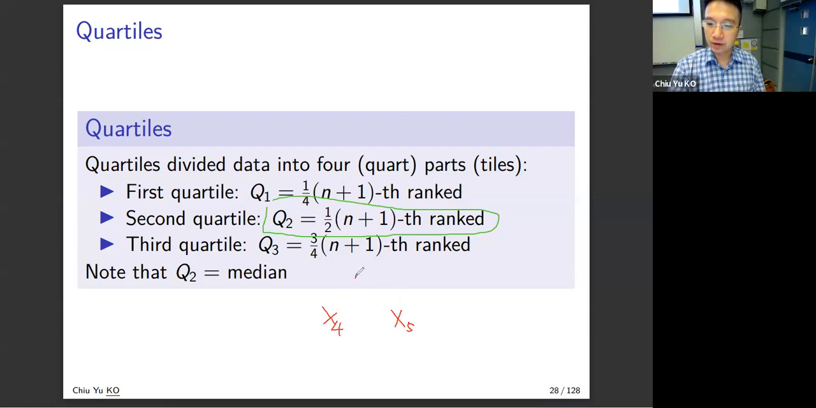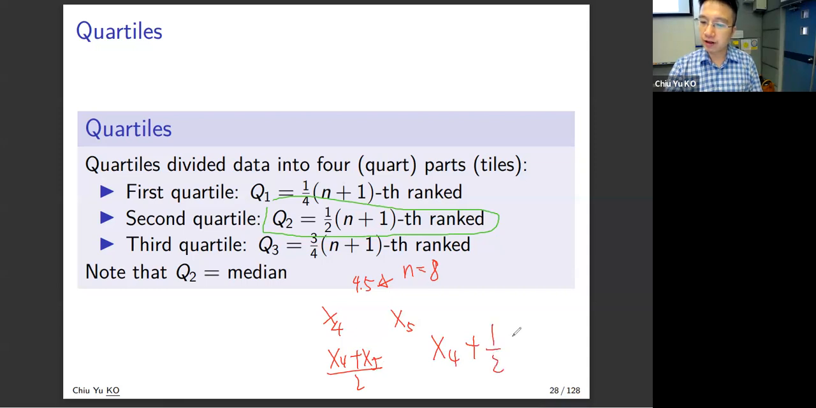This is 4.5. Suppose n is 8, then this is 4.5. So what you're going to do is 4 plus 5 divided by 2. That's how you calculate the median. But you can imagine this is the same as 4 plus halfway of 5 minus 4. So you can start from the smallest number plus half of this distance.